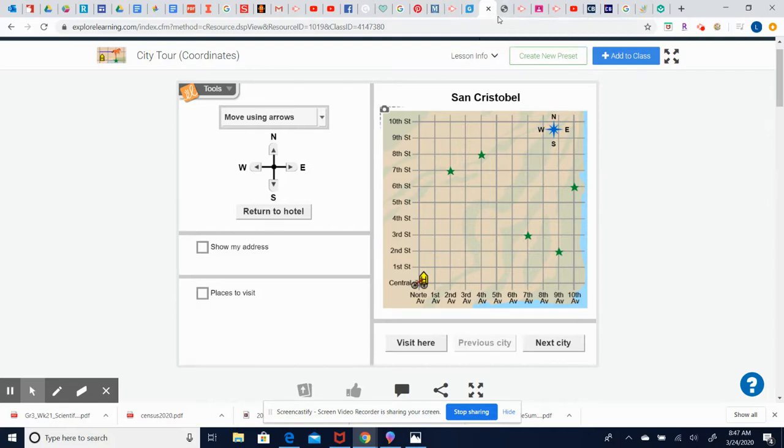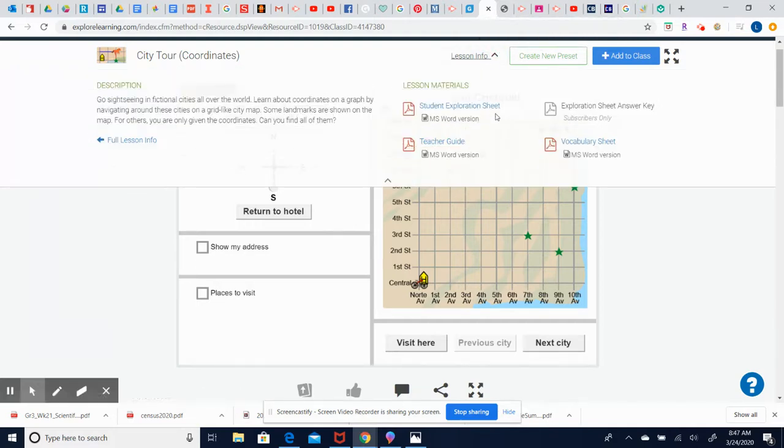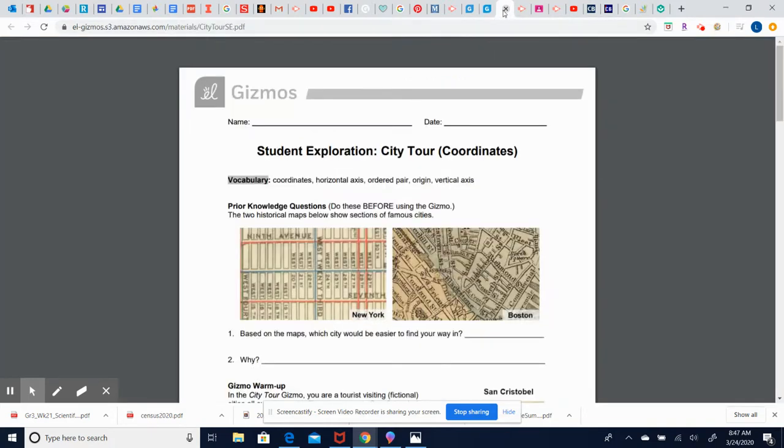Now, for me, the teacher, I can drop this down, but the student exploration sheet should be right on your screen. And if it's not, I'm going to send this document to your parents as a PDF as well. So let's go ahead and look at this sheet and think about the prior knowledge that we need to have before we can start using coordinates.